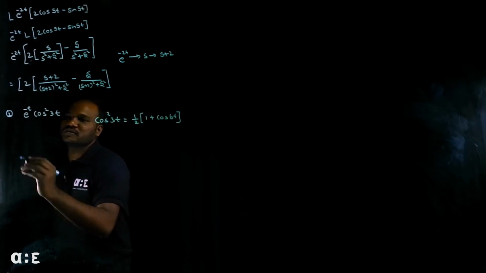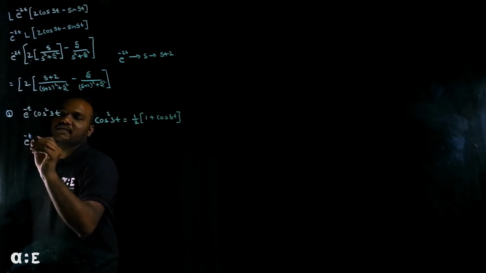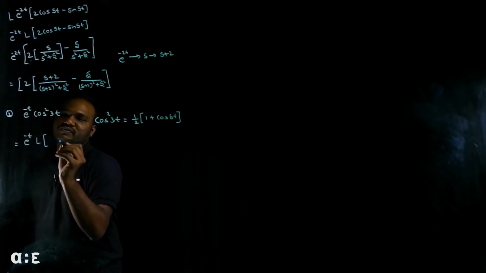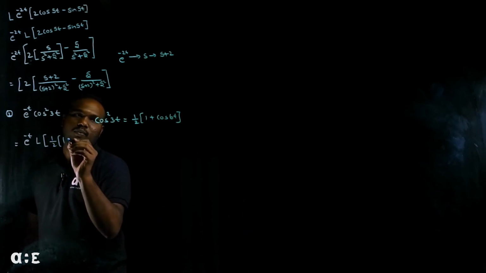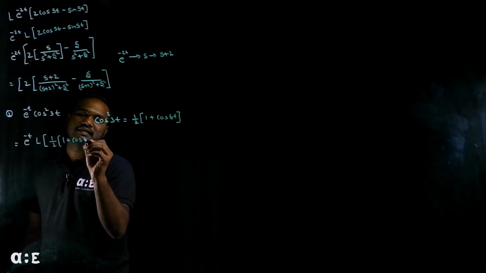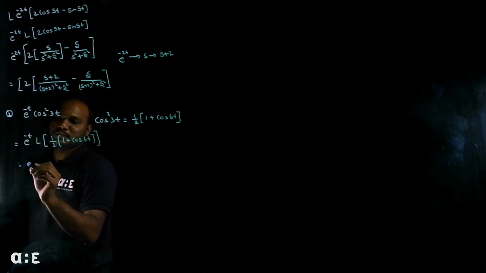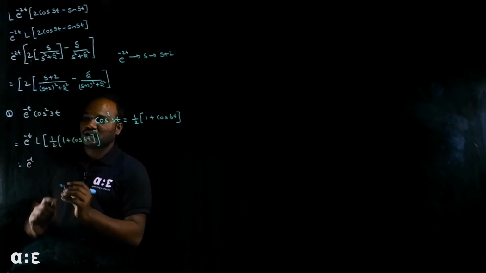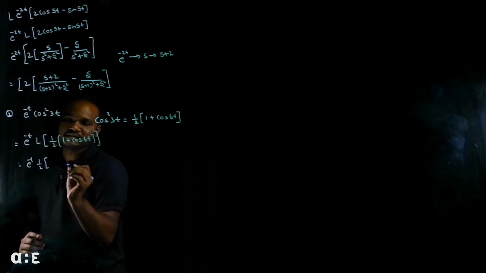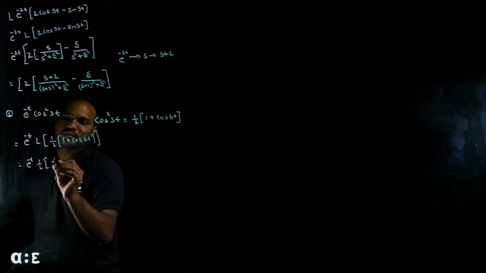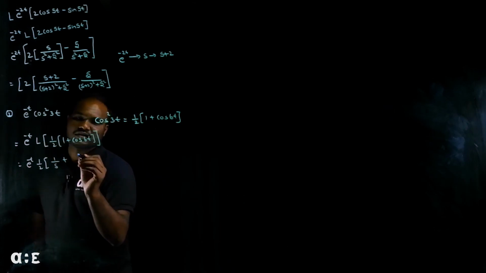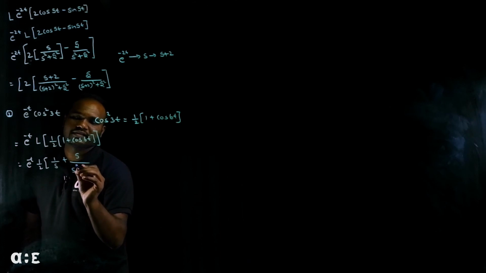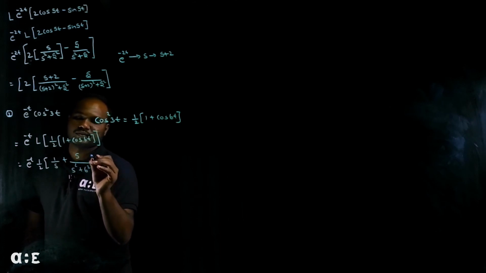Okay, so let's substitute that. So e power minus t I will take out. I'll find Laplace of cos square 3t, which can be written as half times 1 plus cos 6t, isn't it? So let's substitute it. So e power minus t, Laplace, half is just, we'll keep it as it is. Laplace of 1 is what? 1 over s. Plus Laplace of cos 6t is what? s upon s square plus 6 square.